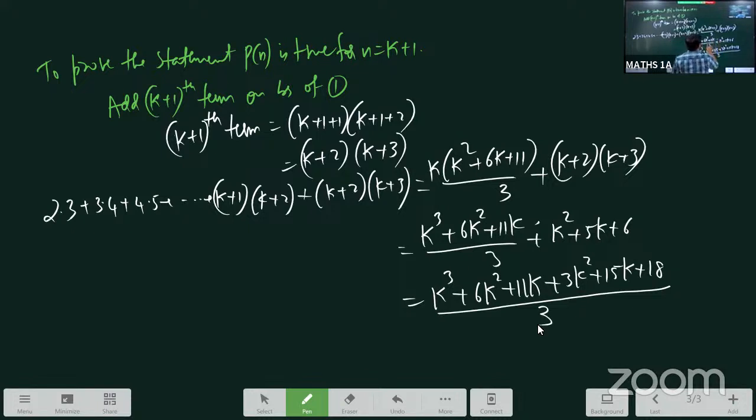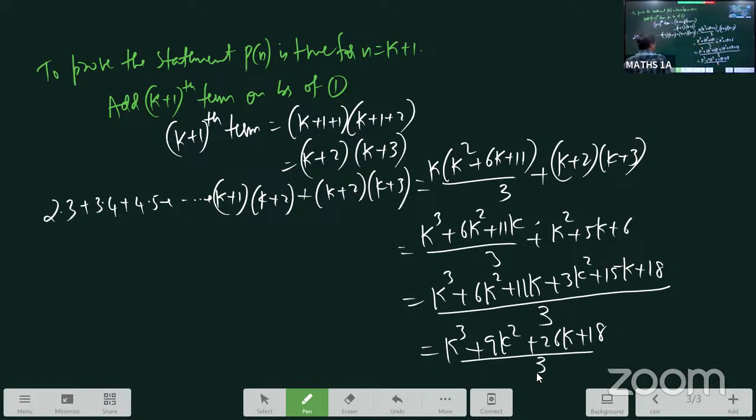k cube plus 6k square plus 11k, plus 3k square, 3 5s are 15, 3 6s are 18. Okay. That is k cube plus 9k square, plus 26k plus 18, divided by 3. Okay.